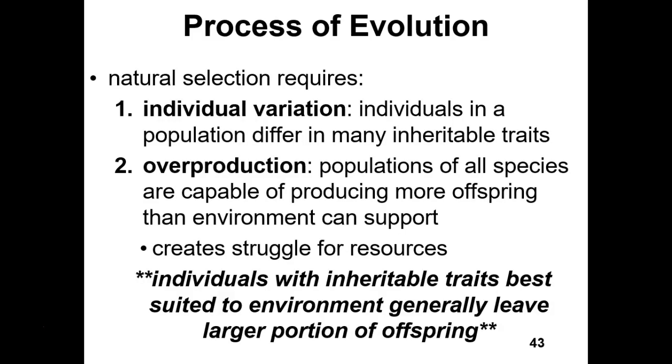There are 2 requirements for natural selection to occur. You have to have different individuals or different types of individuals. If everyone is the same, then the environment can't select for specific individuals. And you have to have more alleles than the environment can support. So when there's a lot of organisms of the same species, then the environment will choose those that are best suited, and the other ones will die out.